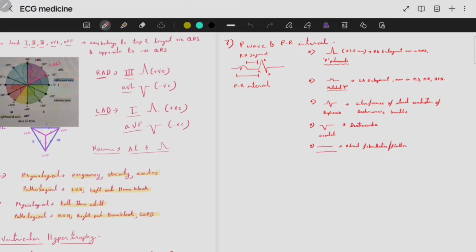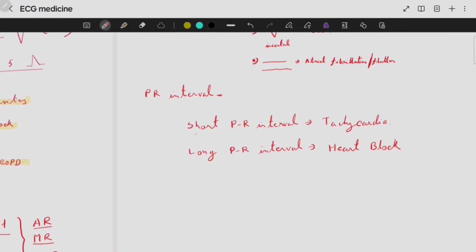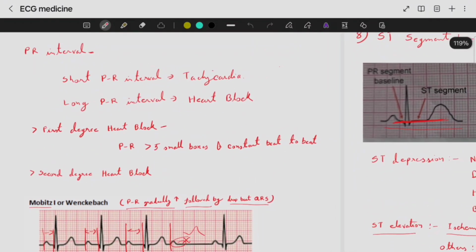Now see the PR interval. It is very important. The PR interval is of two types: short PR interval and long PR interval. The cause of short PR interval is tachycardia; the cause of long PR interval is heart block. Heart block is of three types: first degree, second degree and third degree heart block. What is first degree heart block? Here the PR interval is greater than 5 small boxes and it is constant beat to beat.